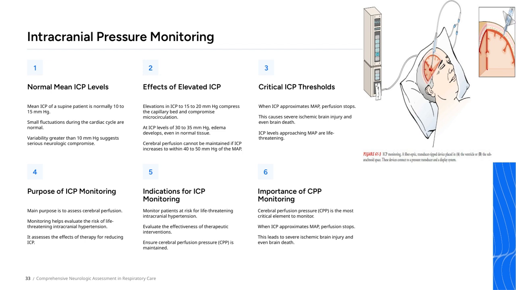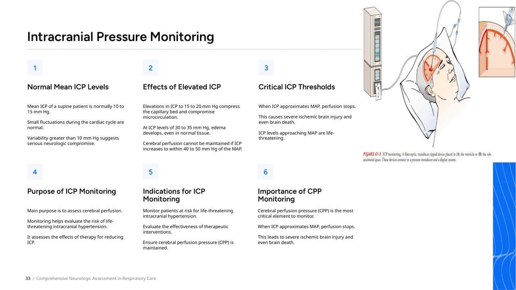It also helps us evaluate the risk of dangerous intracranial hypertension and gauge the effectiveness of treatments aimed at reducing ICP. Remember, when ICP gets too close to MAP, perfusion stops, leading to serious brain injury or death. That's why it's crucial to keep ICP levels from reaching those critical thresholds.